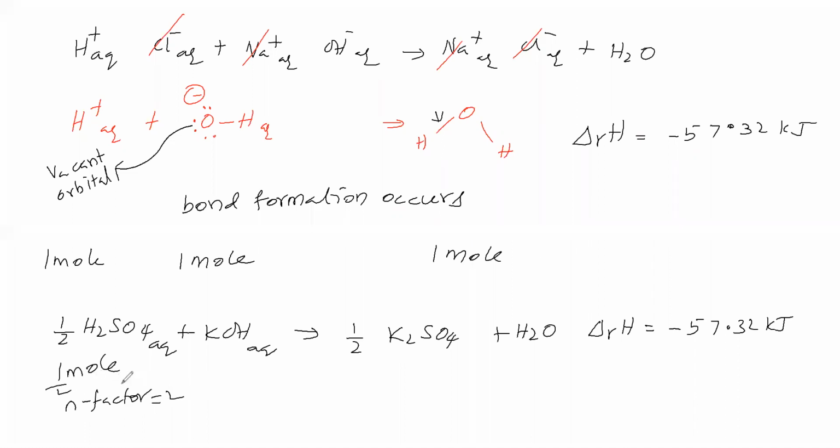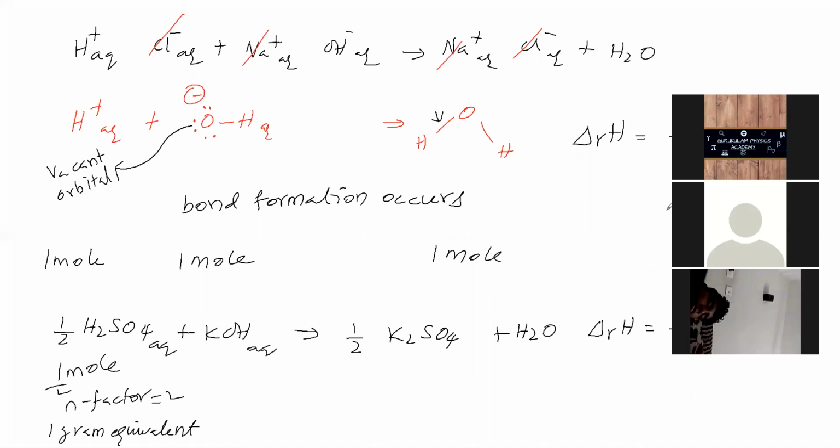Number of moles times N factor, if you multiply both, you will get the number of gram equivalents. Multiplying the number of moles with the N factor, you get gram equivalents, that is 1 gram equivalent of acid. In the same way for KOH, the N factor is 1, therefore the number of moles is equal to the number of gram equivalents.